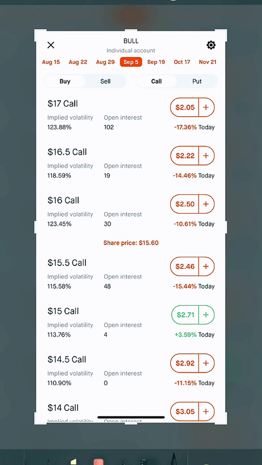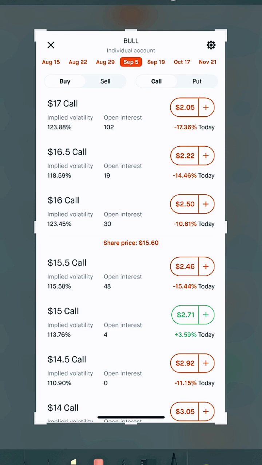So about this out of the money and in the money stuff, what does this mean? Okay, share price 15.60. Y'all see that, right? Right in the middle. It's telling you what the price of the stock is right now. And when you are buying a call, any price higher than the share price is out of the money, OTM.